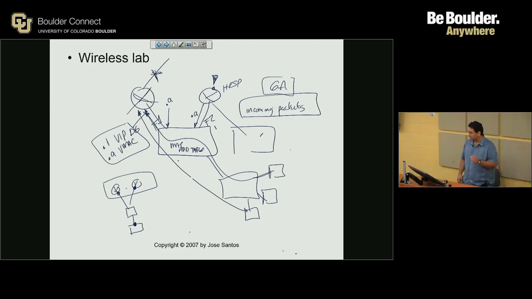Okay? Now, HSRP is part of the family of what is called first hop redundancy protocols. HSRP is Cisco specific, but if you use a different flavor of networks or vendor, you're going to use VRRP, which is the same logic, the same behavior. In fact, in VRRP, you can bundle more than two or three devices. There are very subtle differences there, okay?